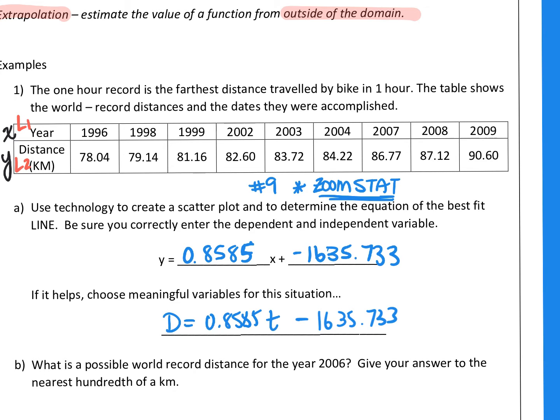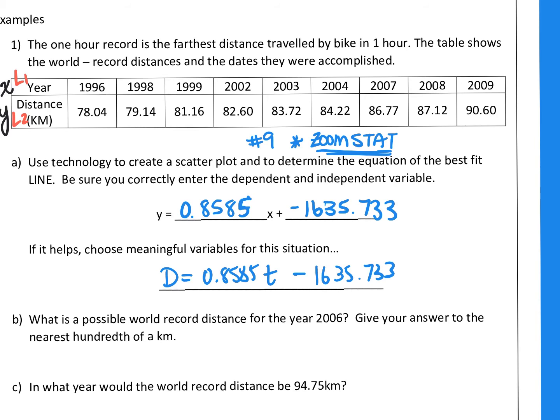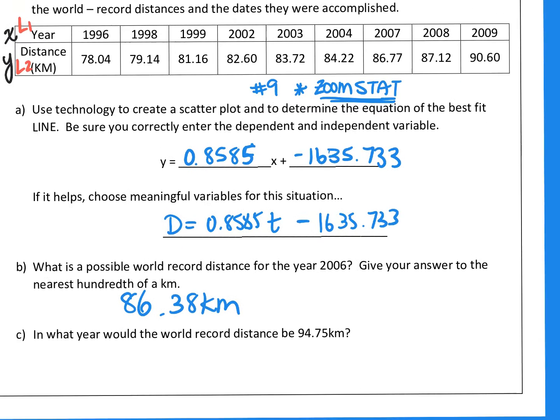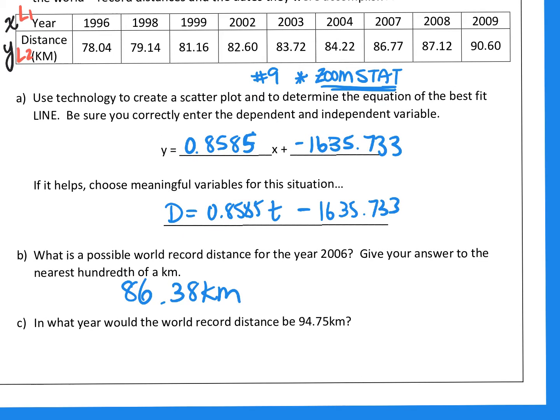Okay, but really, then it says what is a possible world record distance for the year 2006? Give your answer to the nearest hundredth of a kilometer. So when you're on that graph, because we have year on the x-axis, if you just hit your trace and enter in the number 2006, or if you go to calculate a value, so second trace, calculate number 1, enter in my 2006, it tells me that to the nearest hundredth of a kilometer, it's going to be 86.38 kilometers.